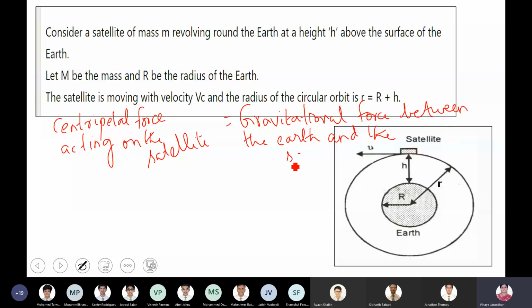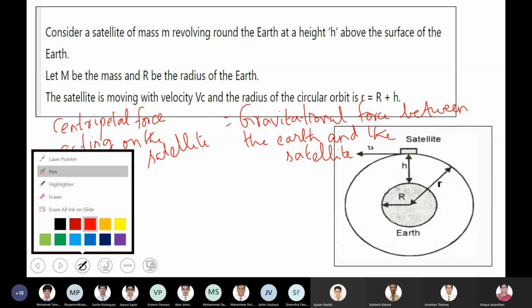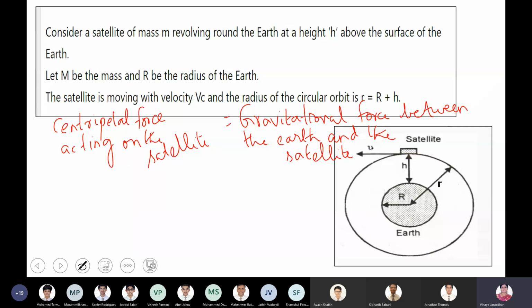Earth and the satellite. So what is the centripetal force? How will you write centripetal force? What is the expression for the centripetal force? Harish, what is the general equation for centripetal force?